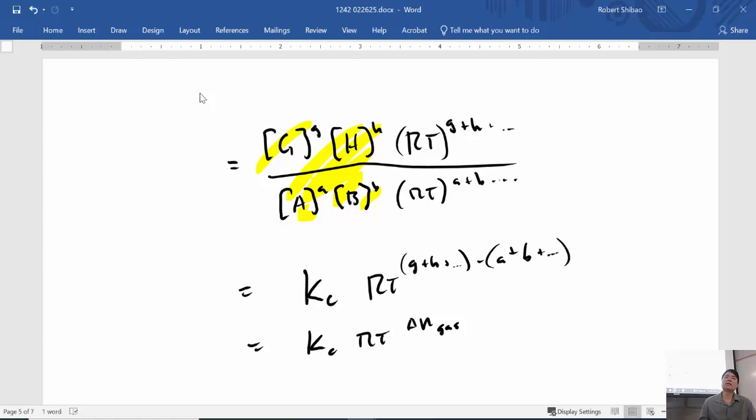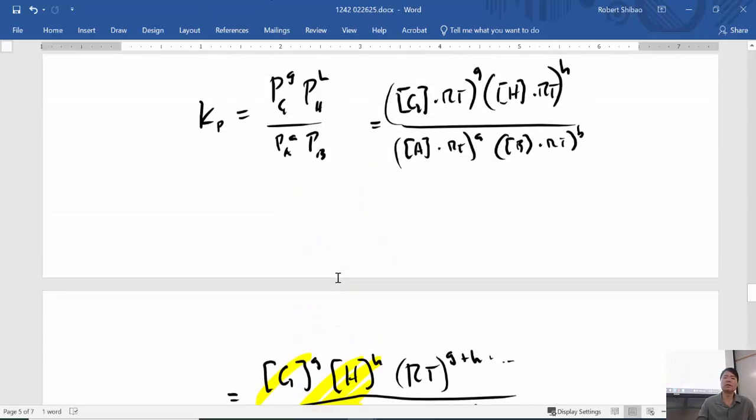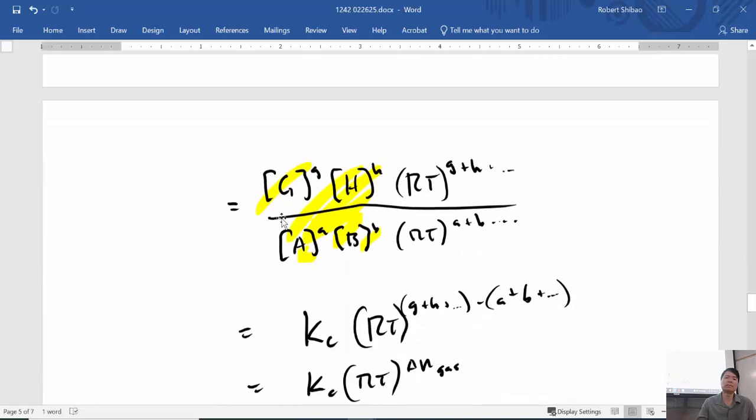So if we go from 3 moles to 4 moles, delta N of gas is plus 1. If we go from 4 moles to 3 moles, delta N of gas is minus 1. It's just how many moles of gas we went through. If we go from 4 moles to 4 moles, then delta N of gas is 0. When delta N of gas is 0, the RT term drops out, and if the RT term drops out, then Kp and Kc are equal. So we use this to interchange between Kp and Kc.